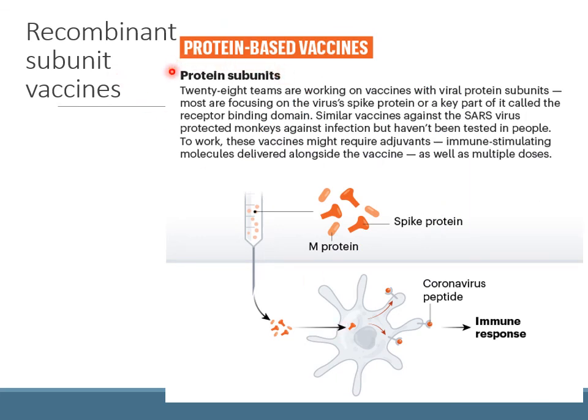Protein-based vaccines, protein subunits, peptide, recombinant subunit vaccines. 28 teams are working on these vaccines. And so I showed you how these are made in a recombinant manner. We saw the example of using a yeast plasmid, amplifying the production of this protein in yeast, and then isolating and purifying that. Then those spike proteins are used to make up the vaccine. Those proteins themselves will be injected into individuals and recognized by immune cells and result in an immune response.